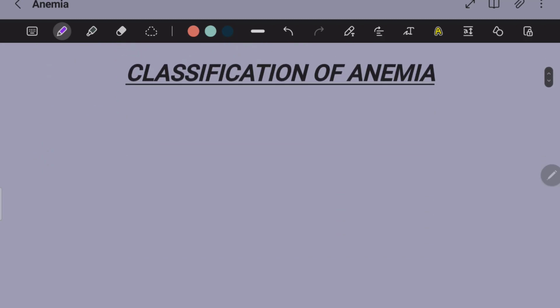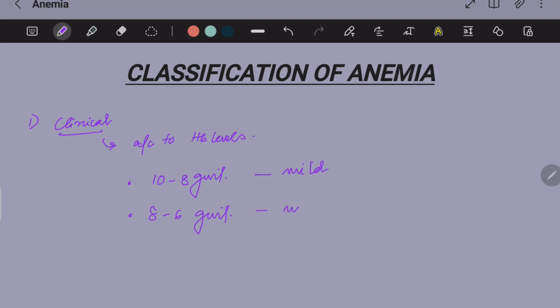Now let us talk about the classification of anemia. The first basis of classification would be the clinical classification, which is according to the hemoglobin levels. If the hemoglobin level is between 10 to 8 gram percent, it is said to be mild anemia. Between 8 to 6 gram percent is said to be moderate anemia, and less than 6 gram percent is known as severe anemia.